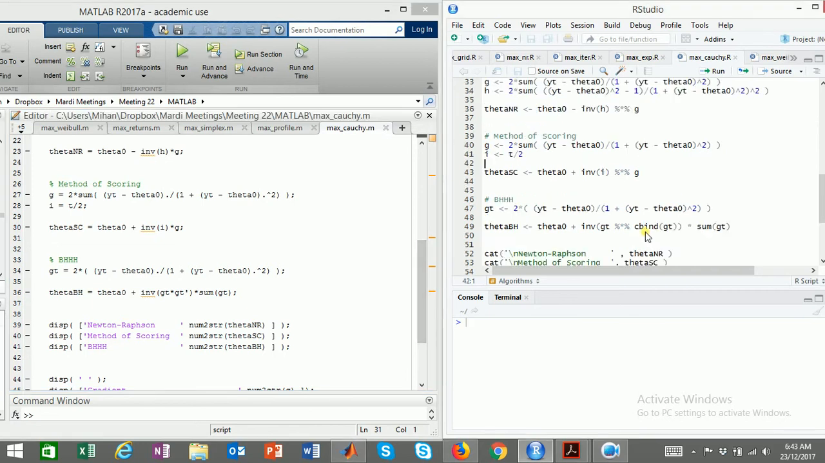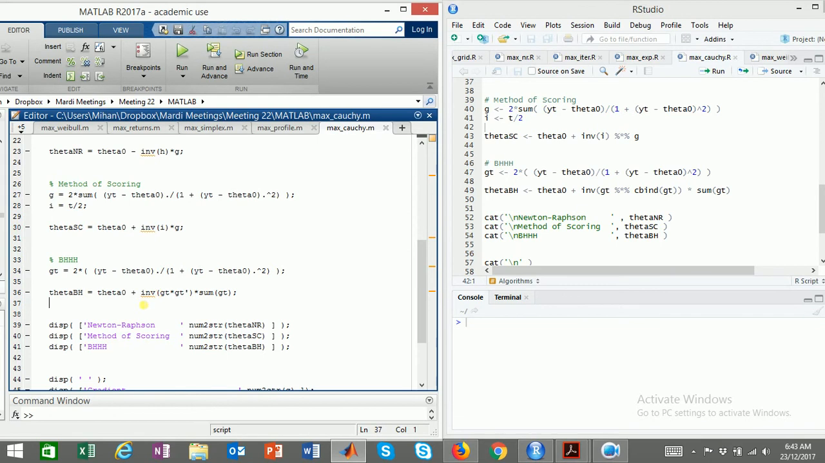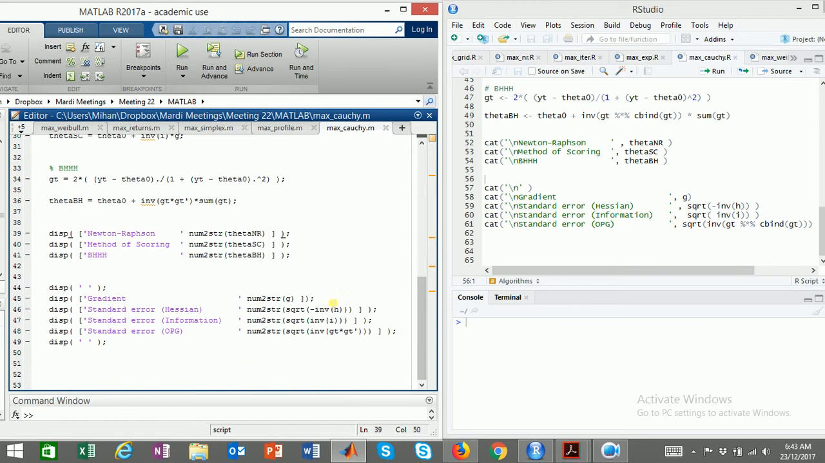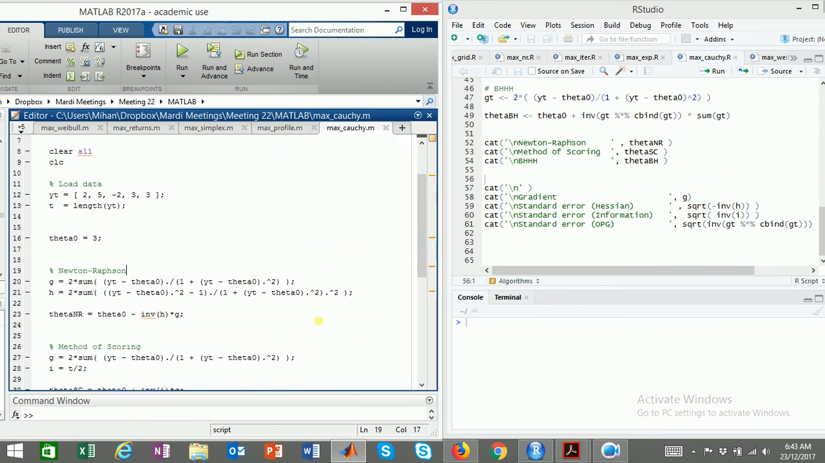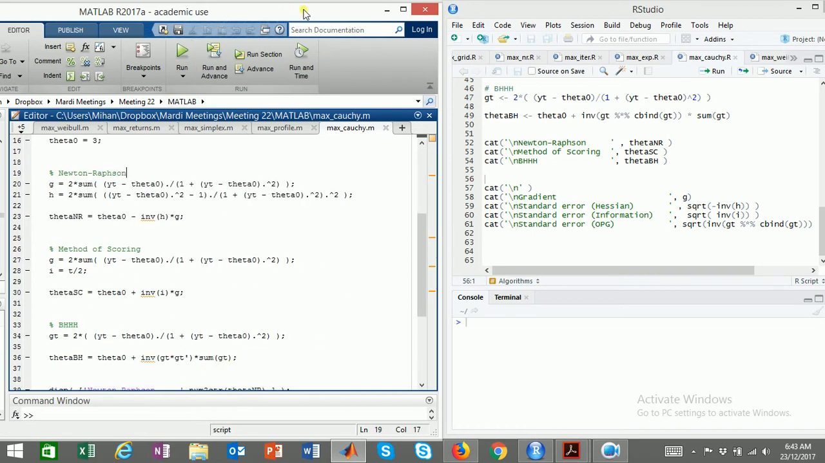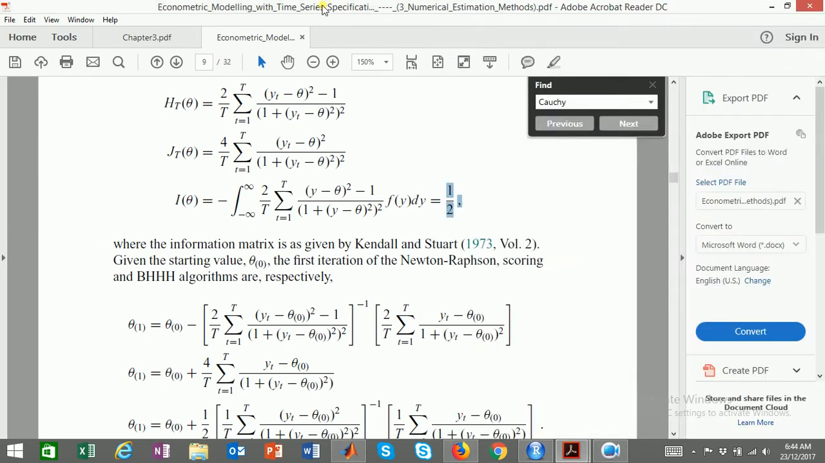For the BHHH algorithm, the gradient remains the same, no tweaks in here actually, that's why I'm not going into a detailed explanation. Theta naught and just plus the inverse of gt, that's all. For Cauchy, that is basically all. It's very simple, you just pass in the equations that you learned. We initialize, pass in Newton-Raphson, multiply gradient and Hessian, that's all.